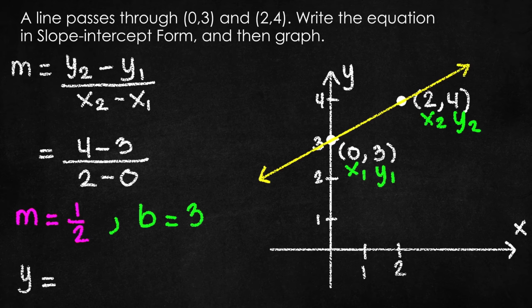The slope-intercept equation is y equals mx plus b. Just plug in the values for m and b. The equation is y equals 1/2 x plus 3.